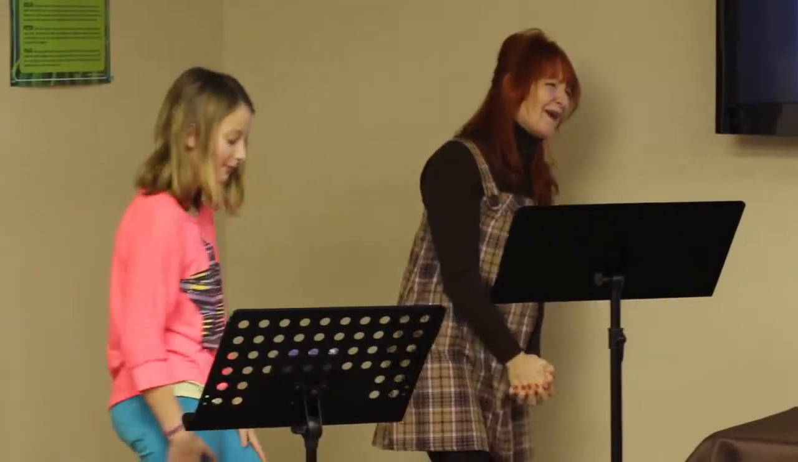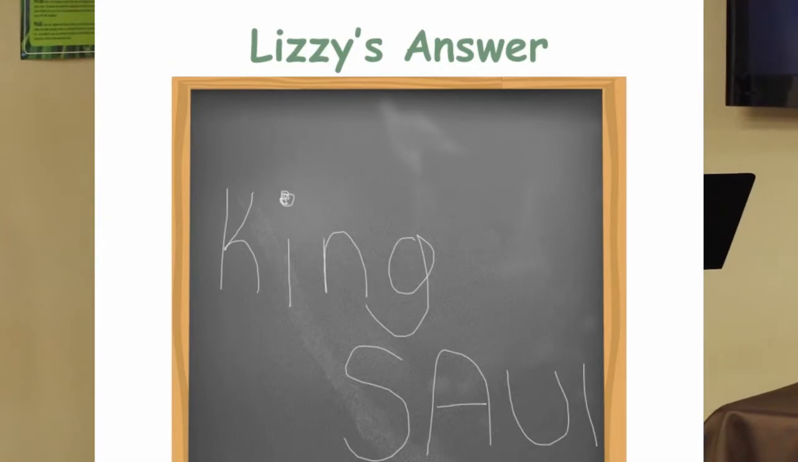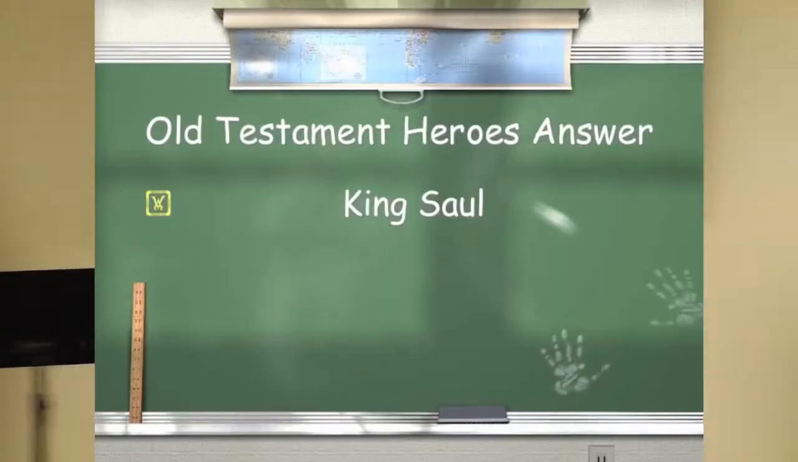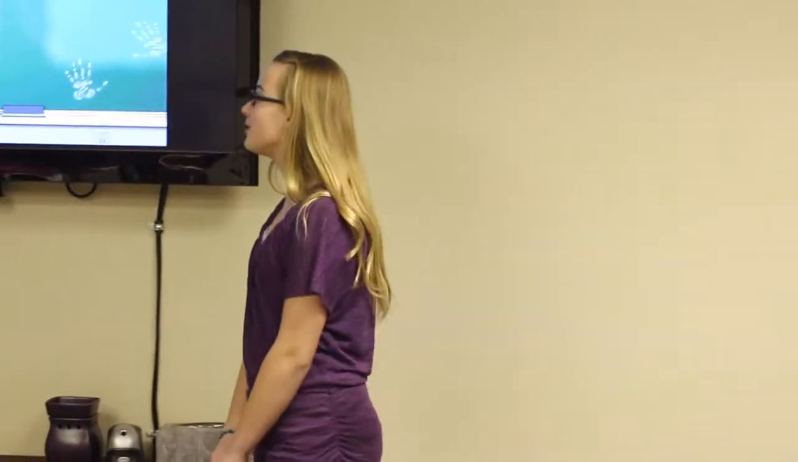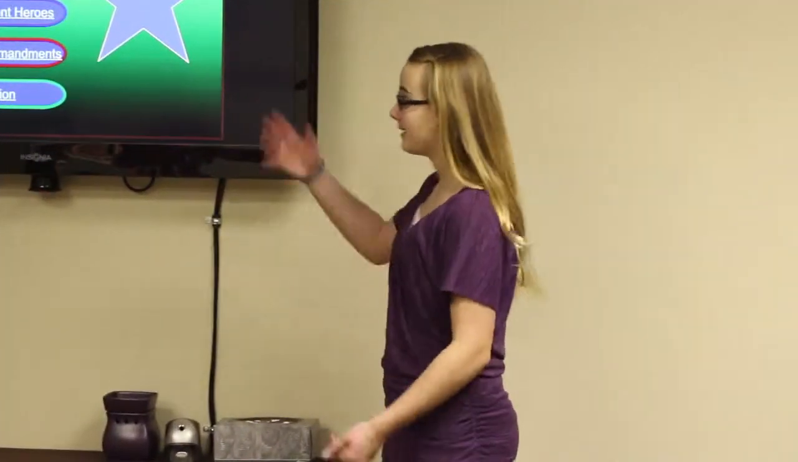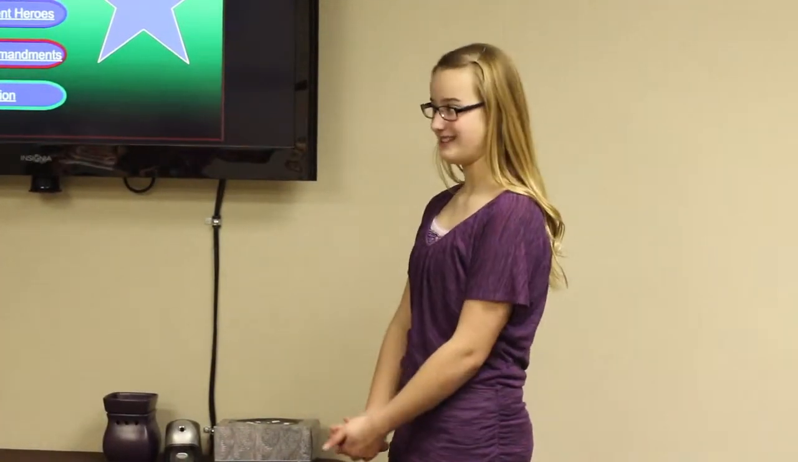Let's look at Lizzie's. She also wrote King Saul. If you get it right, you go to the final round. If you don't, you're not smarter than a Kidz4Christ kid. Let's look at the correct answer. It's King Saul. Good job, Debbie. You made it through to the final round. Now you made it through all the questions, so you're in the final one.